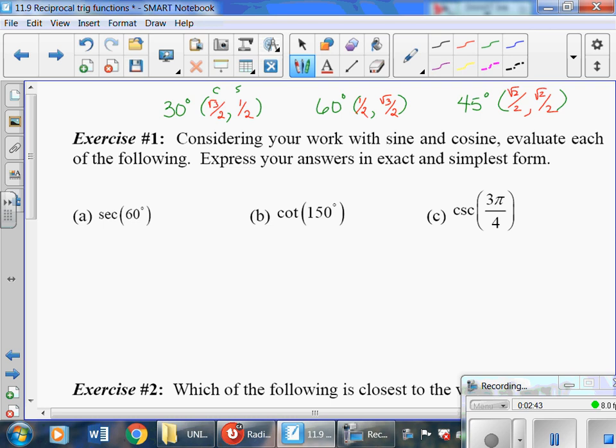So, secant of 60 degrees. I know the secant of 60 degrees is 1 over the cosine of 60 degrees. And I know that the cosine of 60 degrees is 1/2. So 1 over 1/2. If that's confusing to you, put it in your calculator. But basically what you're doing is stay, change, and flip. So this is equal to the number 2.